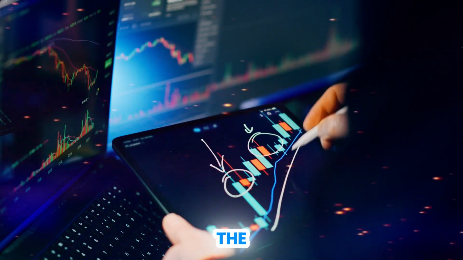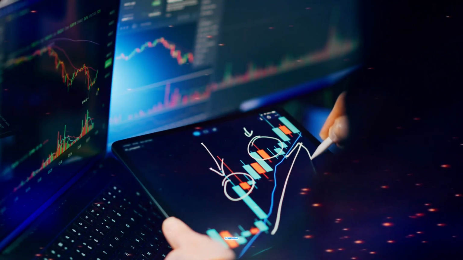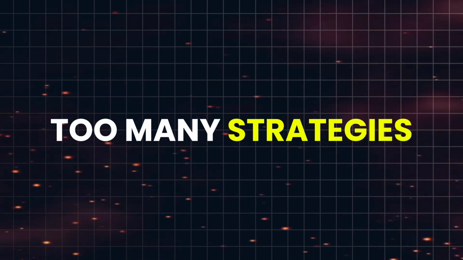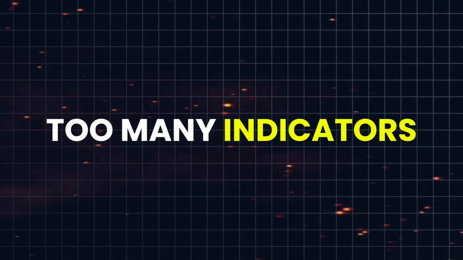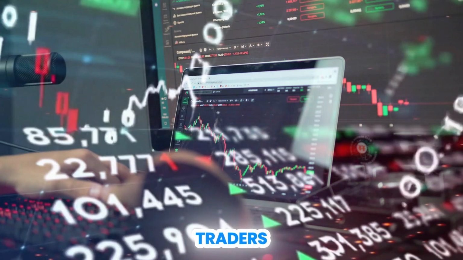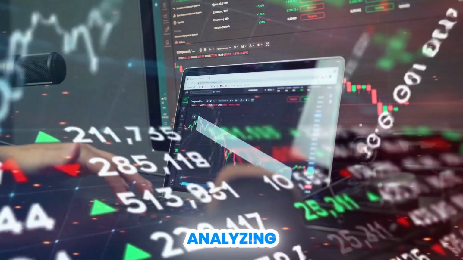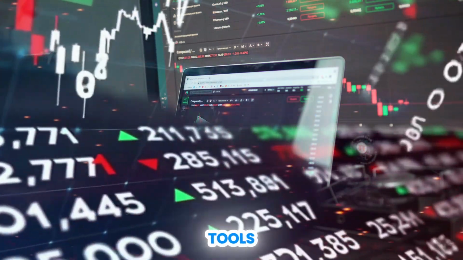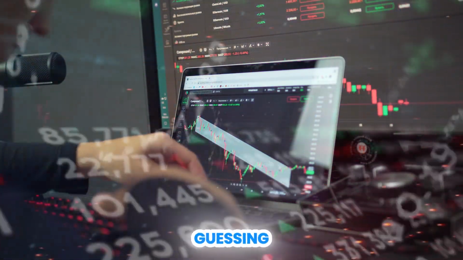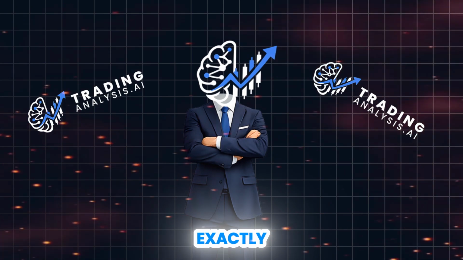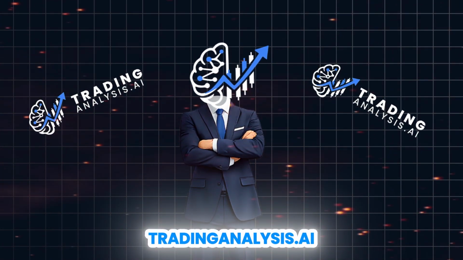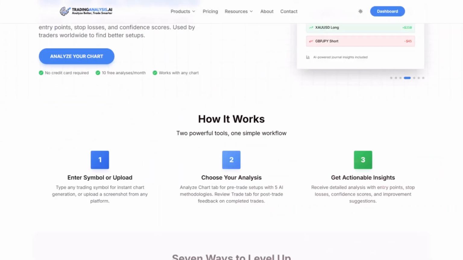Trading today is more accessible than ever, but at the same time, it's also more confusing. There are too many strategies, too many indicators, and too much information. Traders often spend hours analyzing charts, switching between tools, and still end up second-guessing their decisions. That's exactly why TradingAnalysis.ai was created.